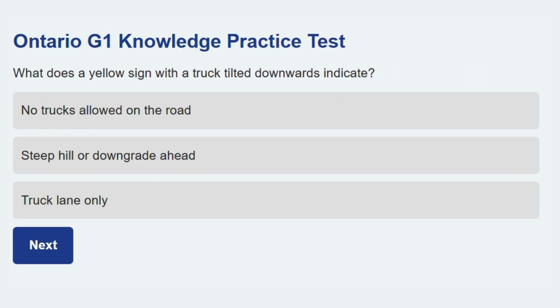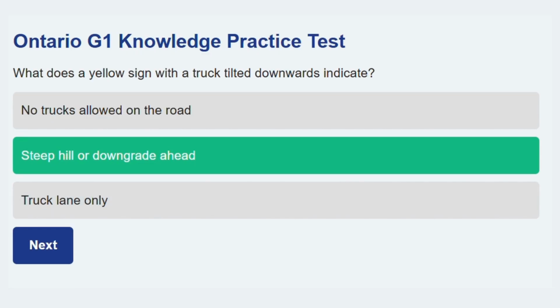Let's continue. What does a yellow sign with a truck tilted downwards indicate? Steep hill or downgrade ahead. This warns drivers to be prepared to shift into a lower gear and control their speed.